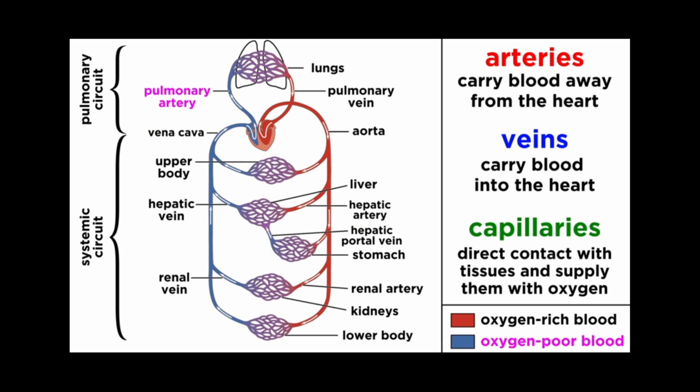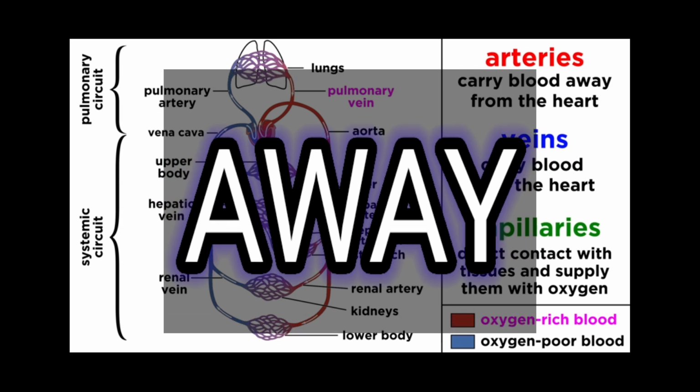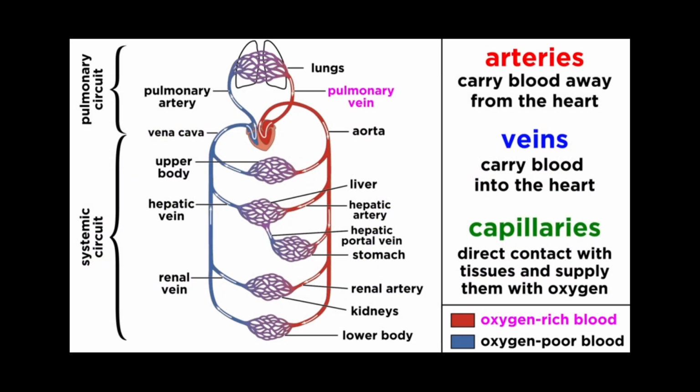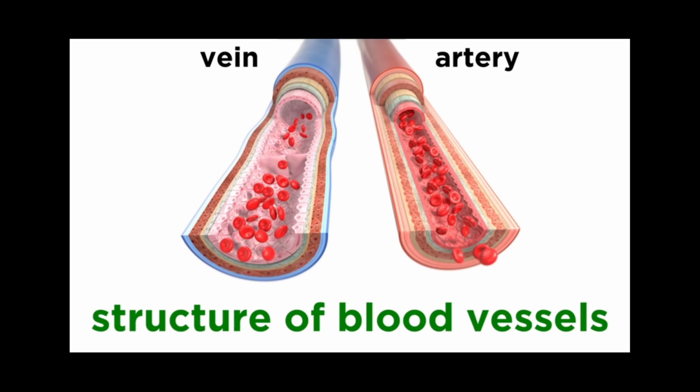Let's start first with the arteries. These are blood vessels that carry blood away from the heart. They have thick walls because the blood that moves through them is under pressure from the contraction of the ventricles. This pressure creates a pulse that can be felt, distinguishing them from the veins.